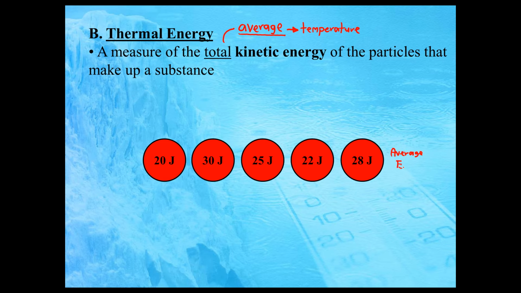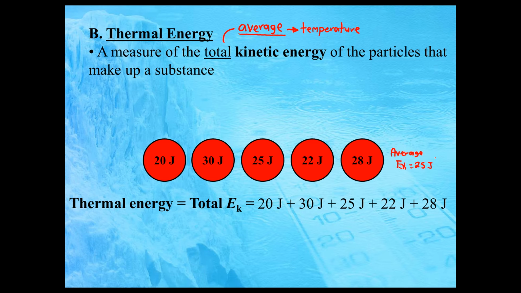So our average EK was 25 joules. Thermal energy, on the other hand, is not a measure of the average kinetic energy of the particles. It's just a measure of the total. So to calculate the total kinetic energy of these particles, all we'd have to do is just add these numbers together. So if you do a calculation for this, my thermal energy would just be equal to my total kinetic energy of the particles that make up a substance.